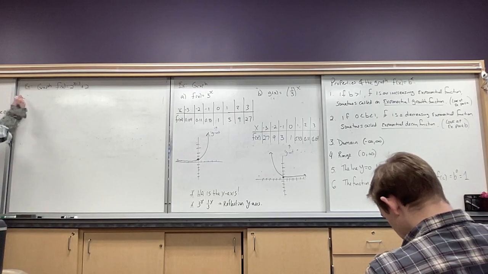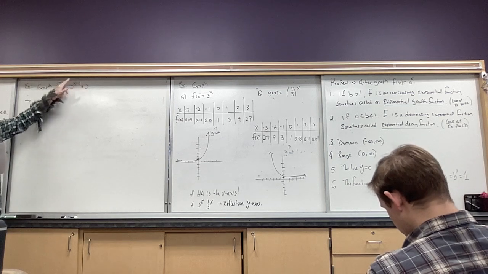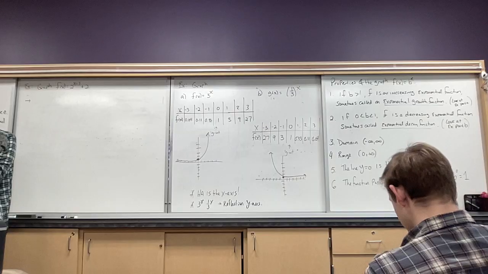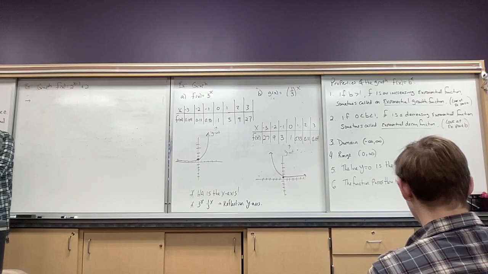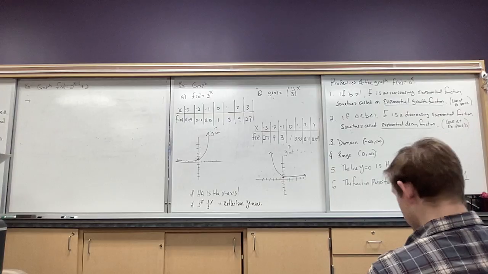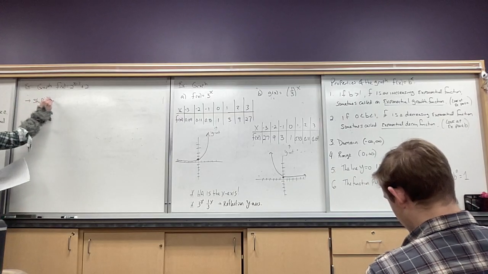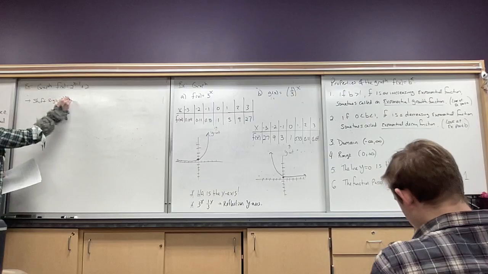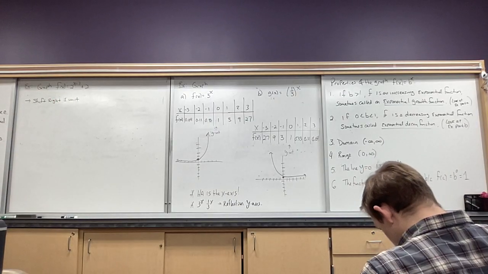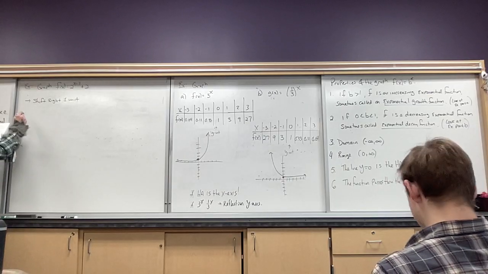So first, let's list the transformations. Now notice, this -1 is in the function, right? So there's a horizontal movement happening. So if it's a -1, what direction is it going to go in? To the right, by how many? Just 1. Okay, so this is going to shift to the right 1 unit. Okay?